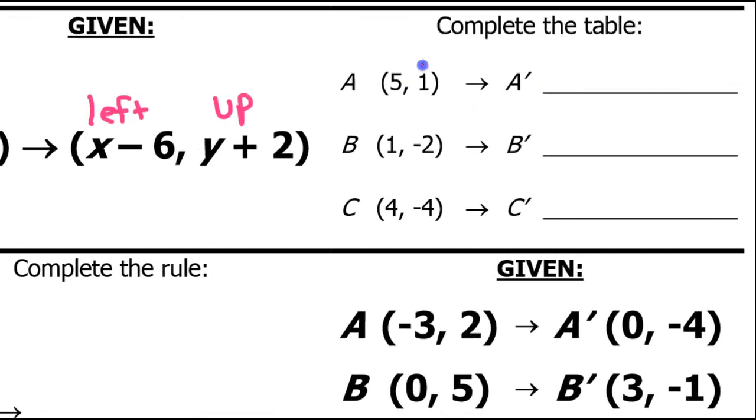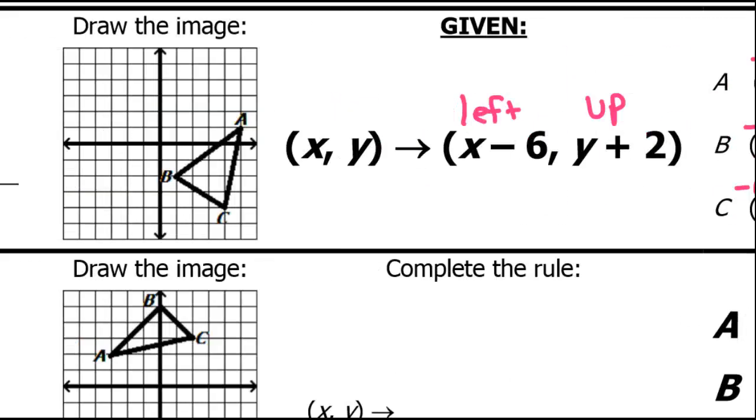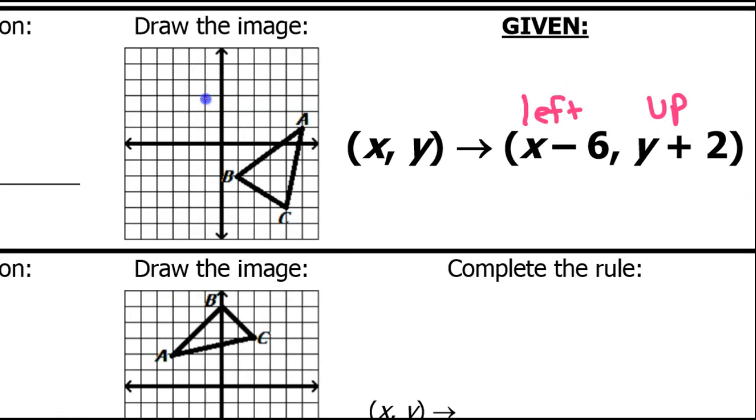Now, if I apply the rule to these points, I need to subtract 6 and add 2. Subtract 6, add 2, subtract 6, and add 2. All right, negative 6 and 5 is negative 1. 2 and 1 is 3. Negative 6 and 1 is negative 5. Positive 2 and negative 2 is 0. Negative 6 and 4 is negative 2. Positive 2 and negative 4 make negative 2. So now we have the point negative 1 comma 3.